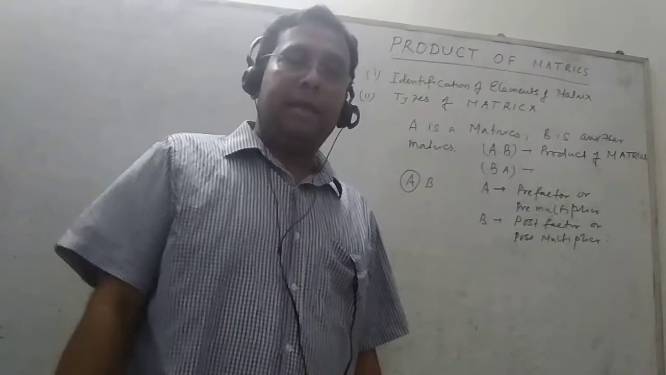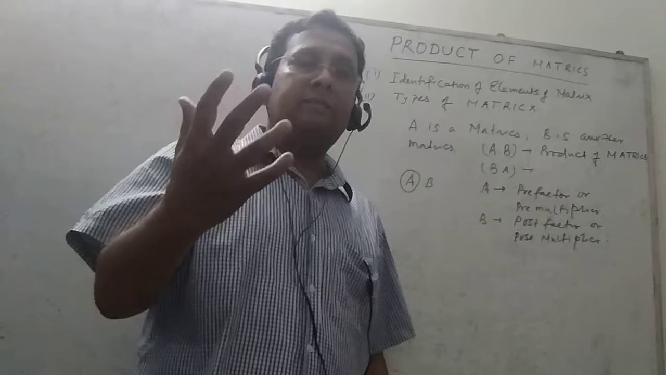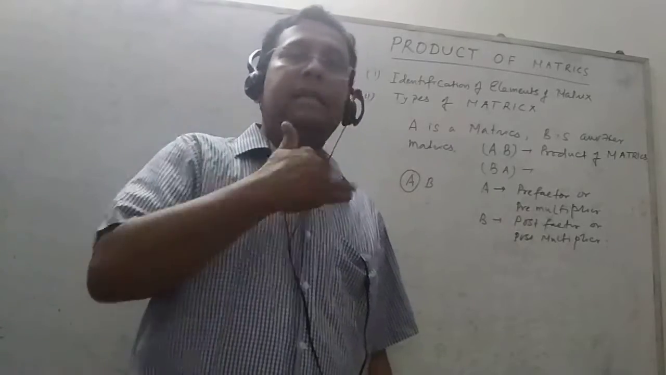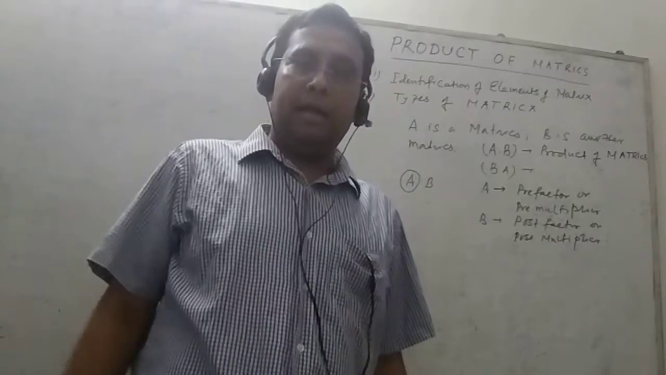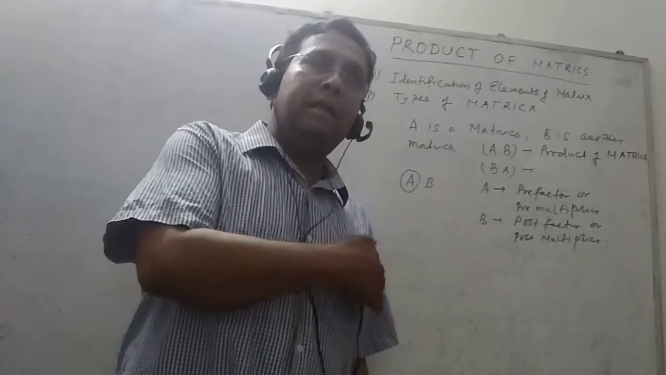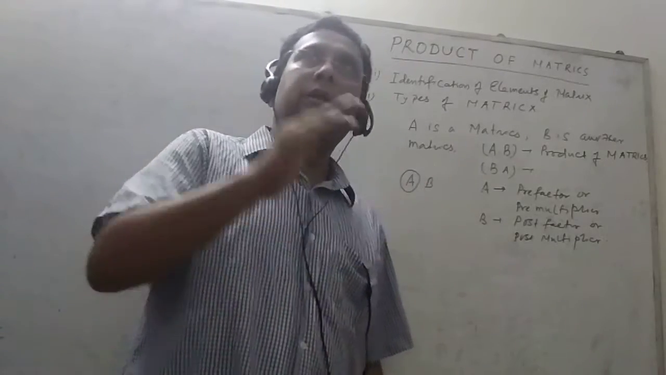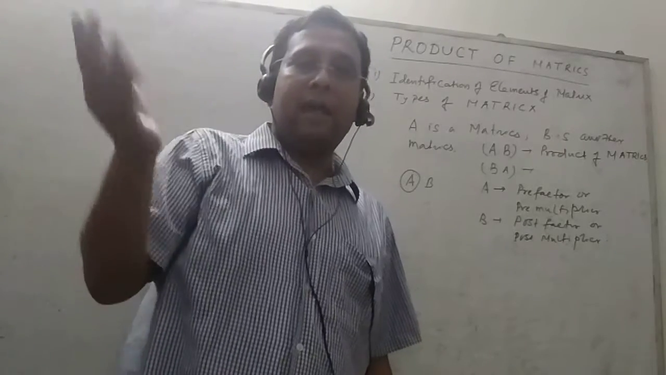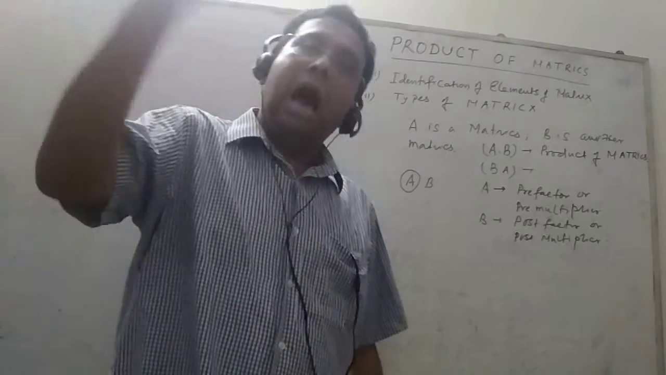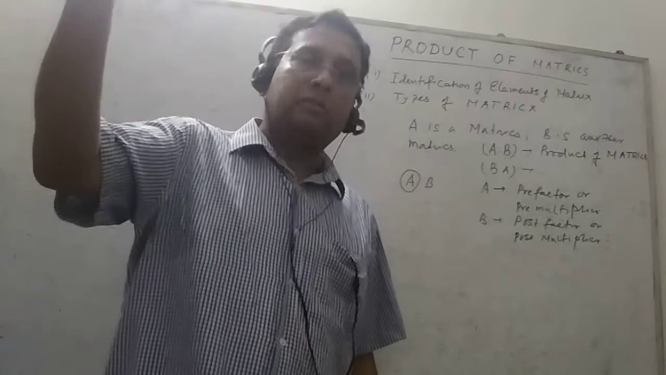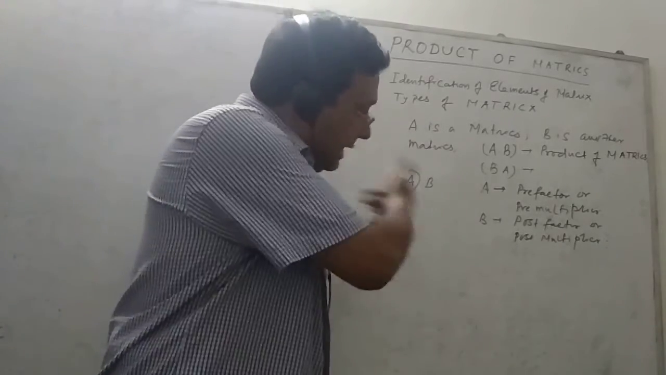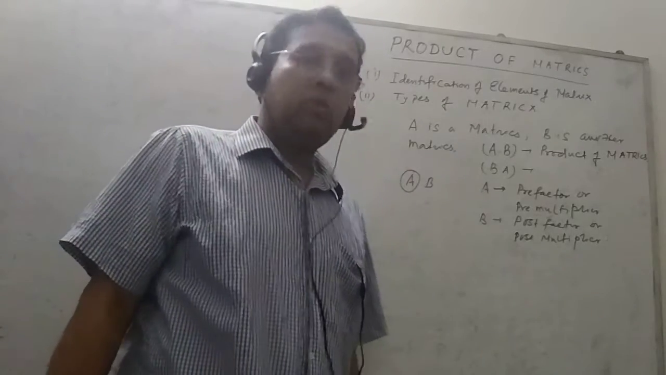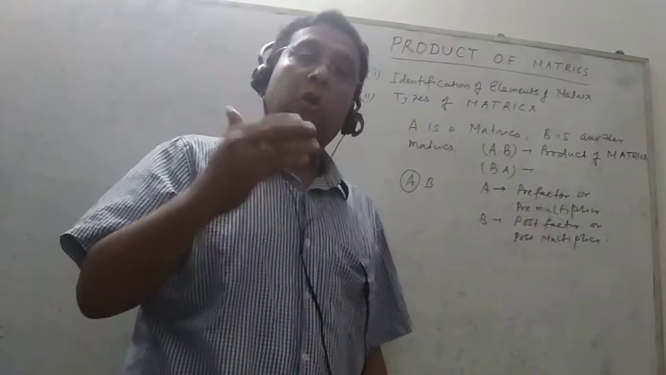Now, once you understand prefactor and post factor, we have to say that not all matrices can be multiplied. There are certain matrices that we can multiply, but each and every matrix cannot be multiplied like algebra. In algebra, I can multiply anything. Suppose 2x square into 3xy, I can multiply, and I get the same result if I multiply 3xy into 2x square. But here, this will differ. That's why we have to learn it very cautiously.